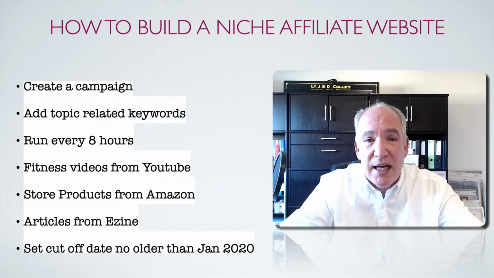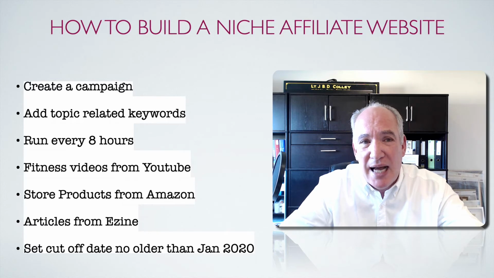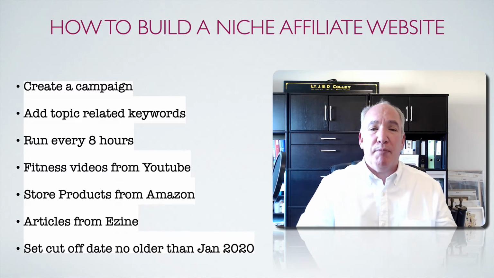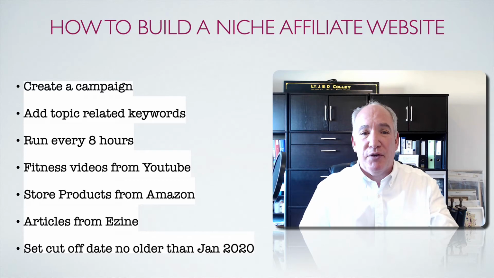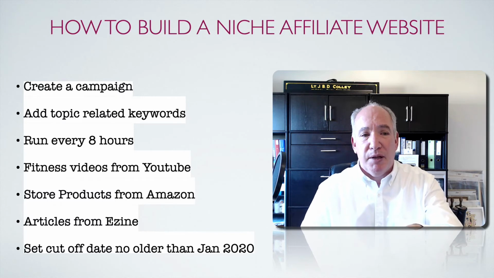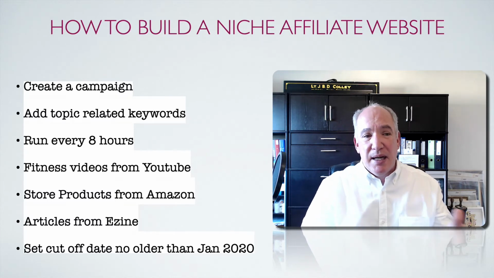So you need, inside WP Automatic, to create a campaign. You need to add topic related keywords. You need to get it to run every 8 hours. Now, if you're bringing in fitness videos from YouTube, you want to be bringing in fitness store products from Amazon. So you have to set up your campaigns, one for YouTube and one for Amazon. And if you're bringing in fitness articles, you need to bring them in from EzineArticles. And each one is a separate campaign.